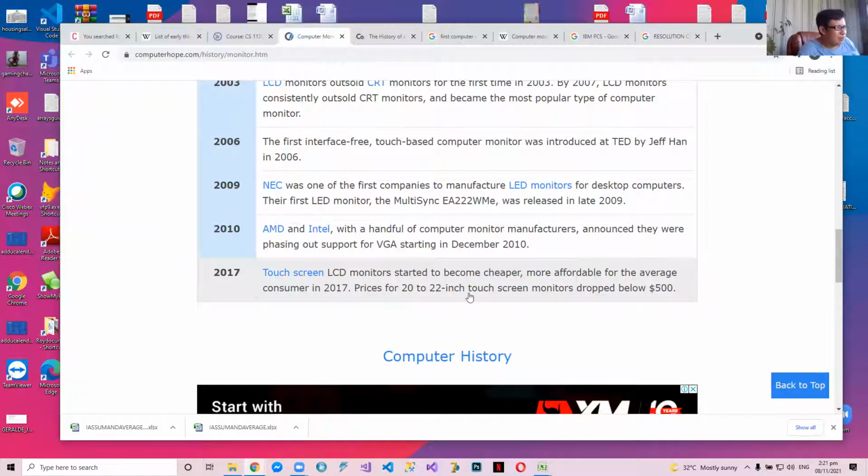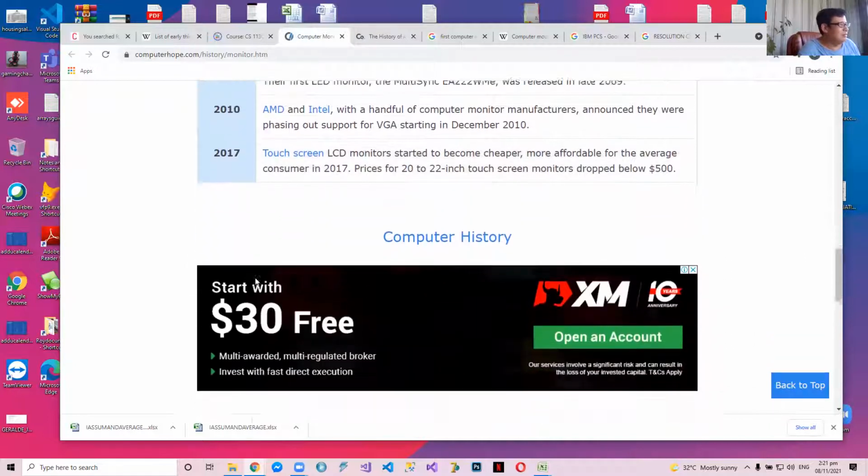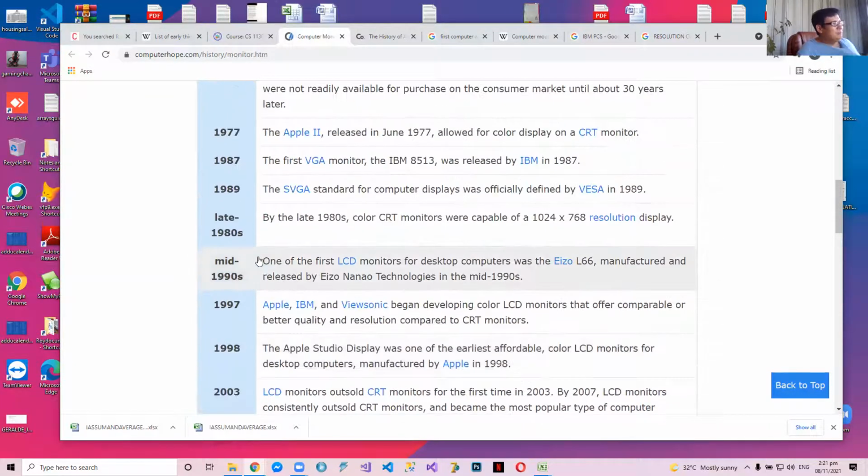20 to 22-inch monitors in 2017 cost less than $500. How much is that? $1,000? No, yes, but they're much cheaper now. You can buy one. I bought mine at 3,500 pesos. About $80, because 10 times 5, $100 is 5,000. Yeah, $80. Do you follow?